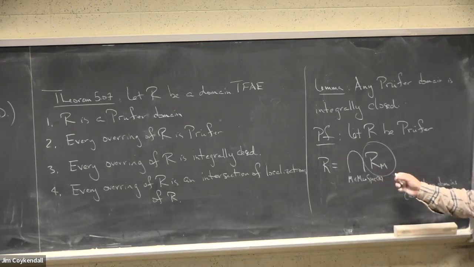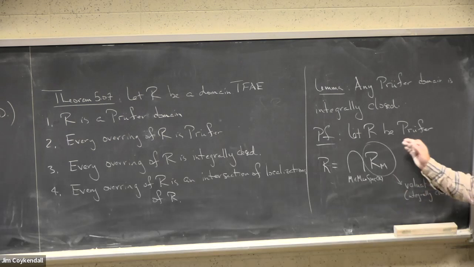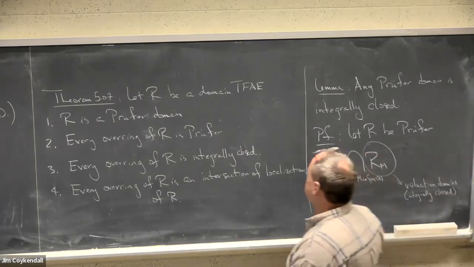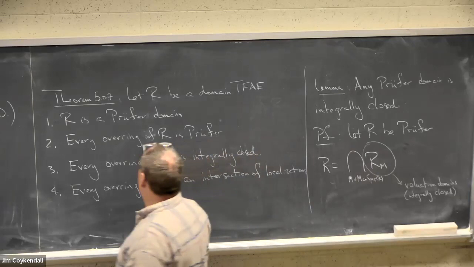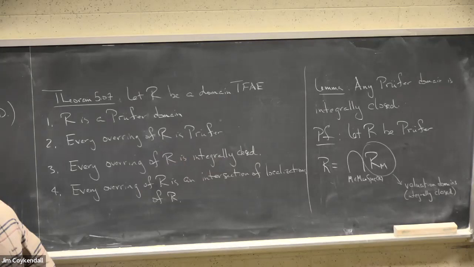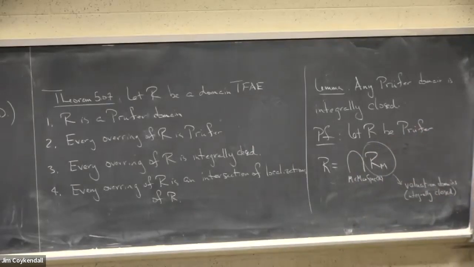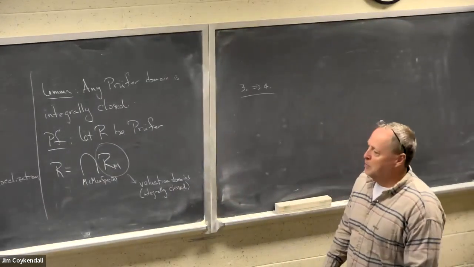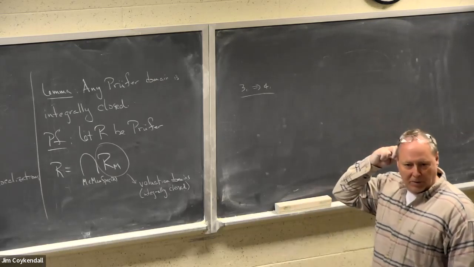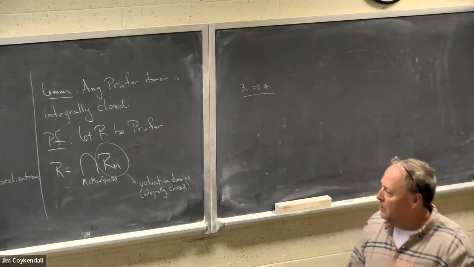We know that any intersection of integrally closed domains is integrally closed. So any Prufer domain has to be integrally closed. This helps me patch some things up. So, can somebody outline 3 implies 4 now? Let me sketch this because I might throw this in for homework. But let me talk about why this might be true.